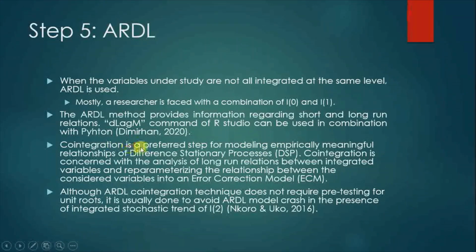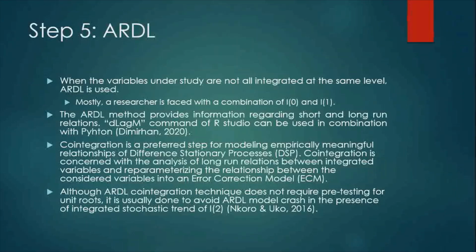Co-integration is a preferred step for modeling empirically meaningful relationships of difference stationary processes (DSP), essentially where differencing makes the variables stationary. So co-integration is concerned with the analysis of long-run relations between integrated variables and the reparametrizing of the relationship between the considered variables into an error correction model. So essentially, we redefine our model through this particular method.